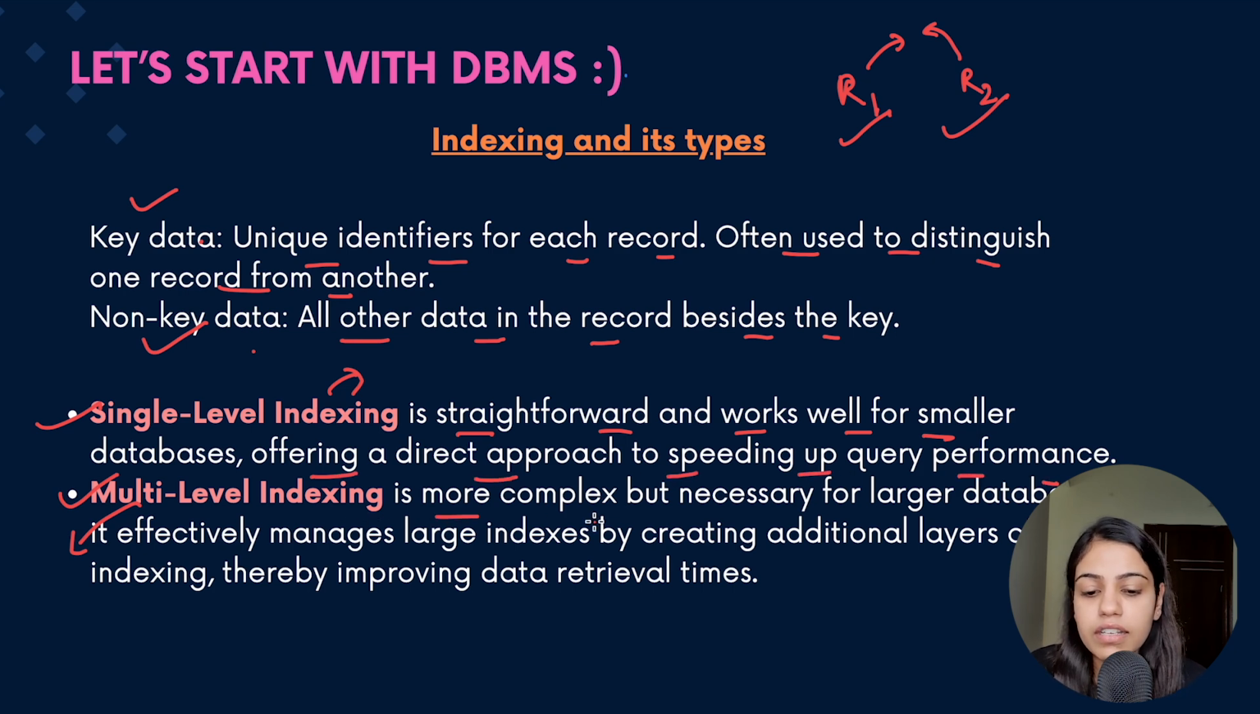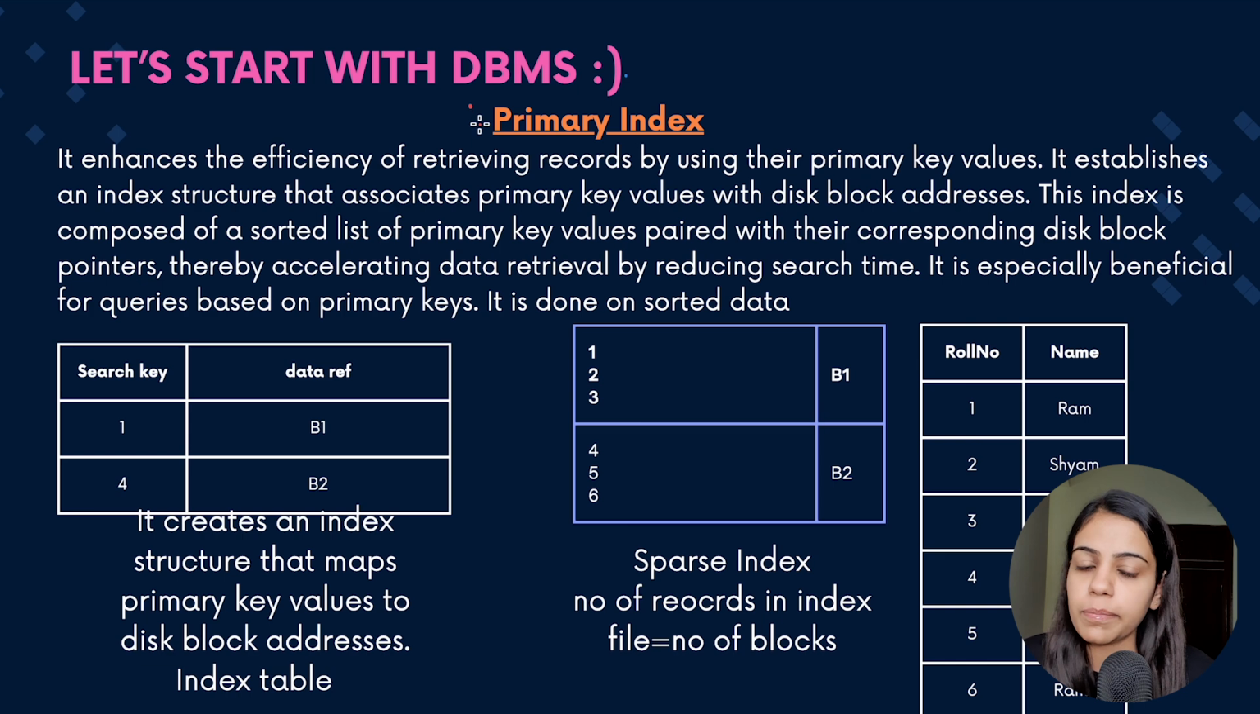Whereas multi-level indexing is more complex but necessary for larger databases, as it effectively manages large indexes by creating an additional layer of indexing, thereby improving the data retrieval times. So here an additional layer of indexing is created in multi-level indexing because the database is very large and has a lot of data present in it. So let's learn about primary index.